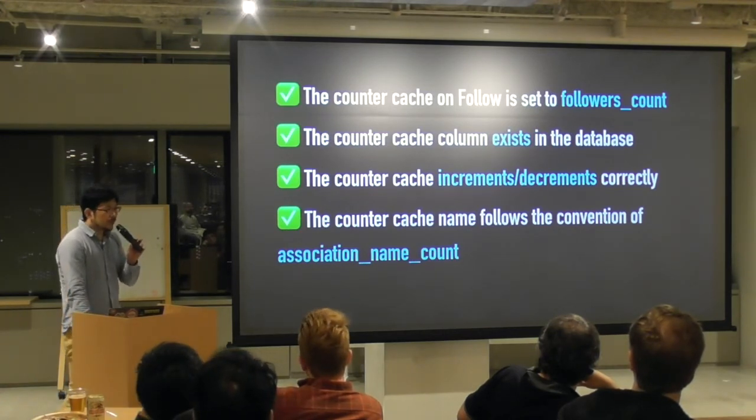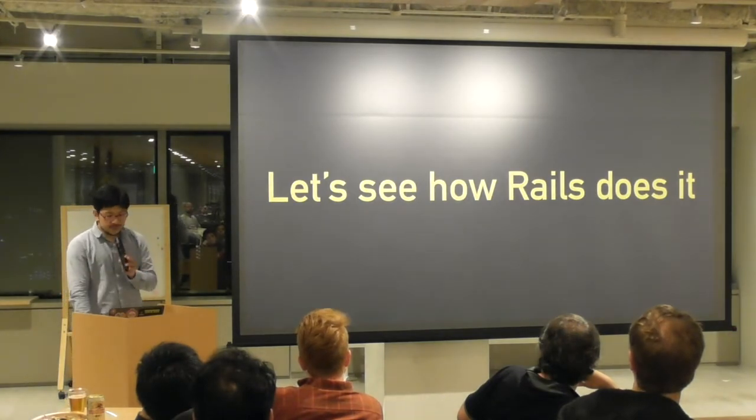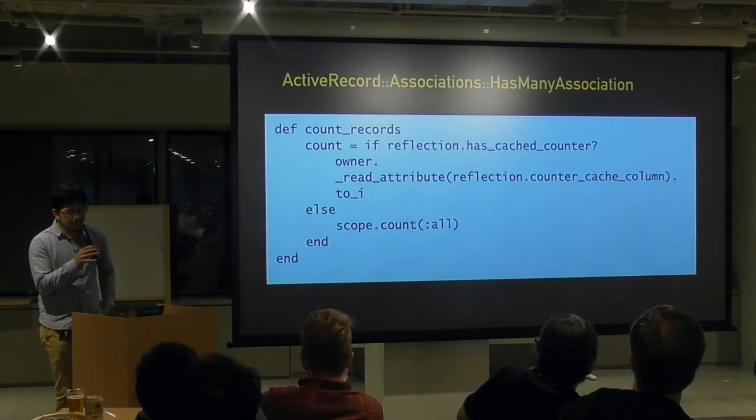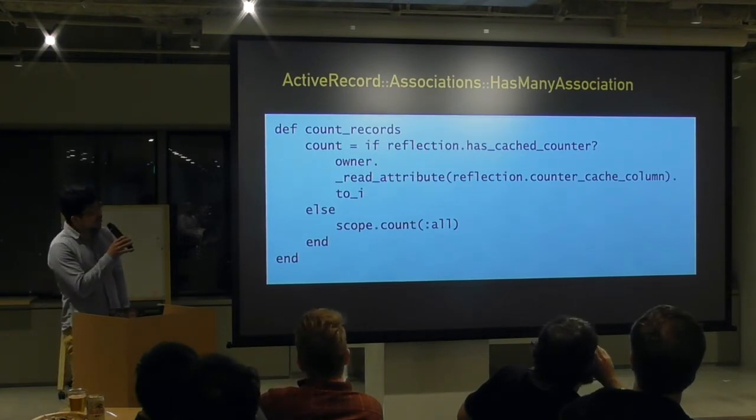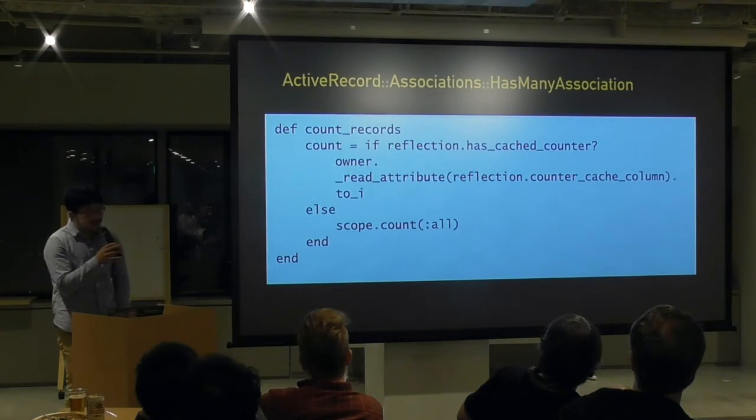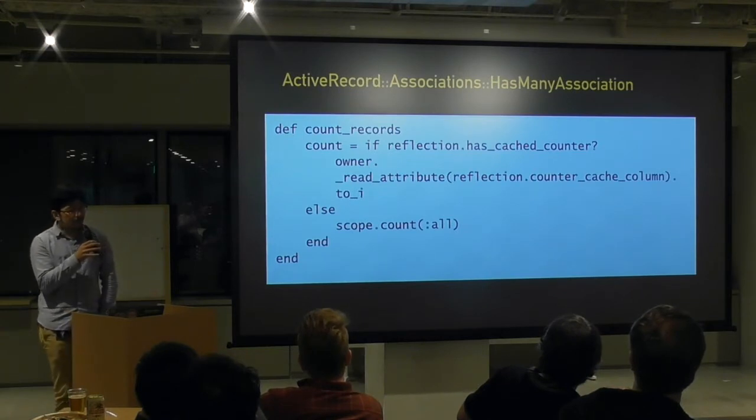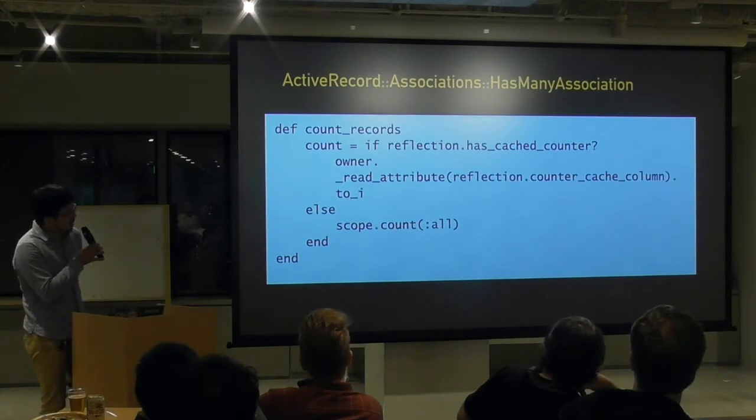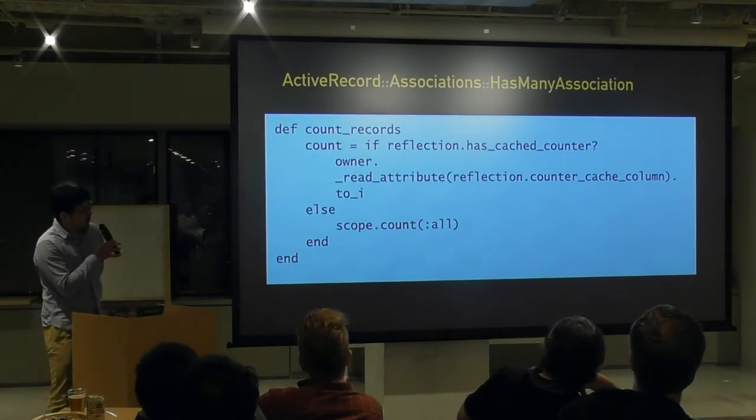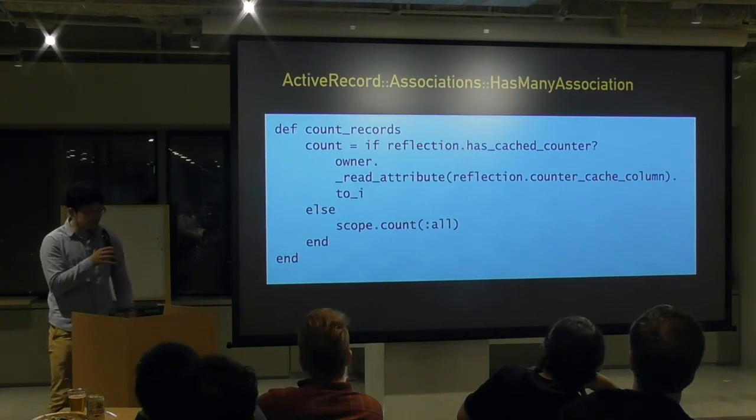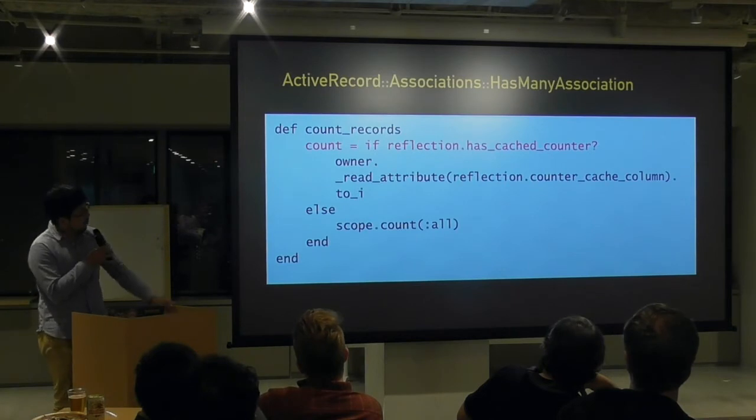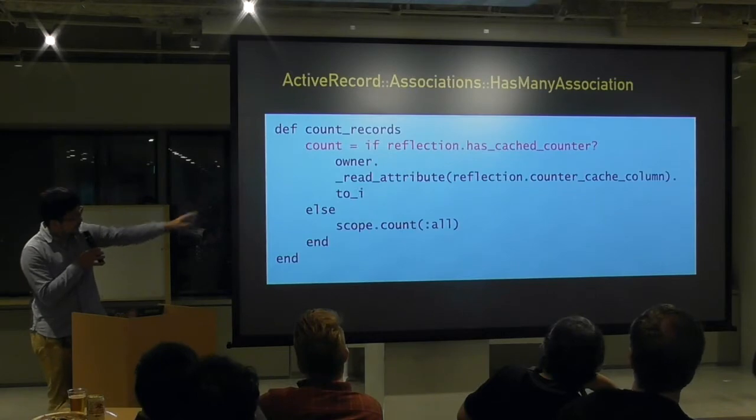So in order to really figure out what's going on, we have to go deeper and see how Rails does it. How does Rails actually implement the counter cache? It depends a little bit on the association itself, but this is the has many version. Inside, there's this count_records. What it does is look at this thing called reflection and see if it has a cache counter. If it does, it reads a column, and otherwise it counts everything. This means this is what we need to think about. Clearly, if it isn't finding the cache, this thing must be returning false.